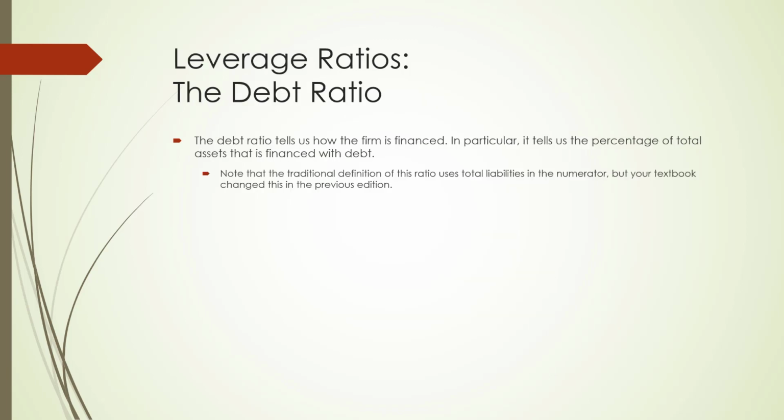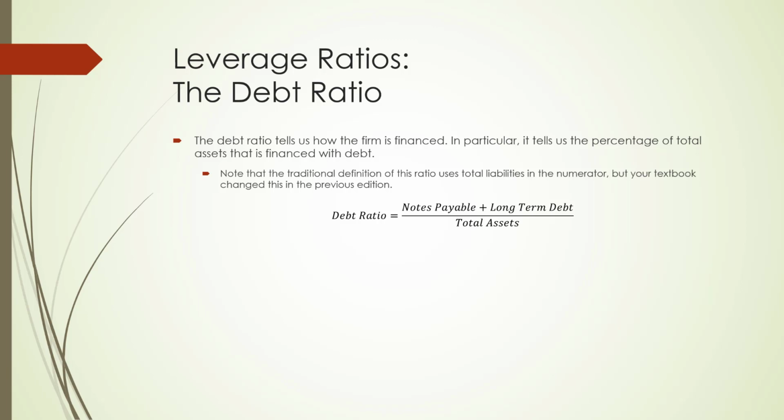Now, the next category of ratios are the leverage ratios, and these describe how much debt a firm is using. Generally, using too much debt is a bad thing. So if these ratios are high, that's a danger sign. So the first one of these is what's called the debt ratio. And I'll point out that your textbook has recently changed the definition of this that they use. And they've changed it in, I think, a non-standard way.